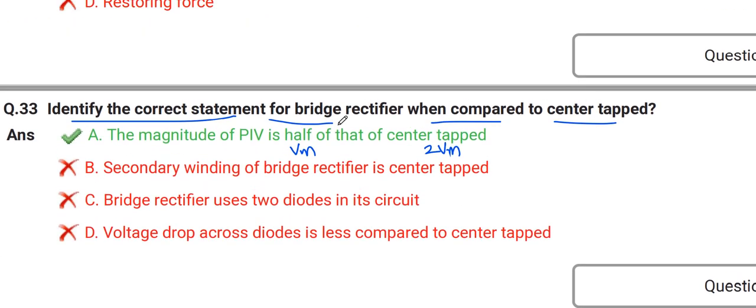Okay, they are asking about the bridge rectifier. I think I took half wave rectifier. So half wave rectifier peak inverse voltage is similar to the bridge rectifier. So bridge rectifier peak inverse voltage is also Vm, and for center tap it is 2 Vm. For half wave rectifier and for the bridge rectifier, peak inverse voltage is Vm. So they are saying that magnitude of PIV is half of the center tap.